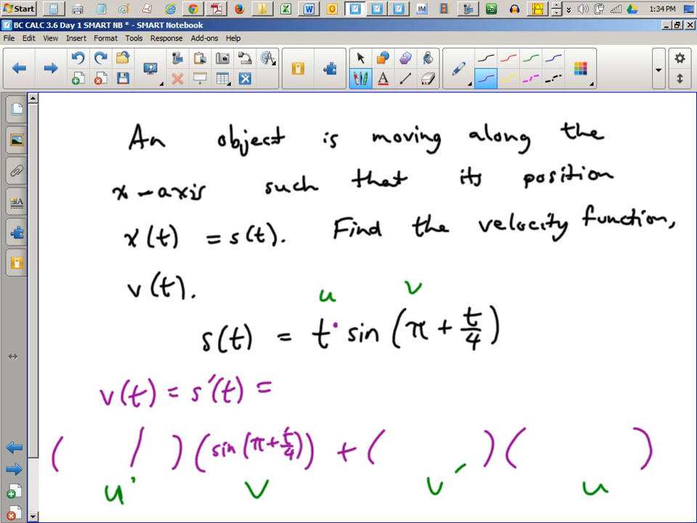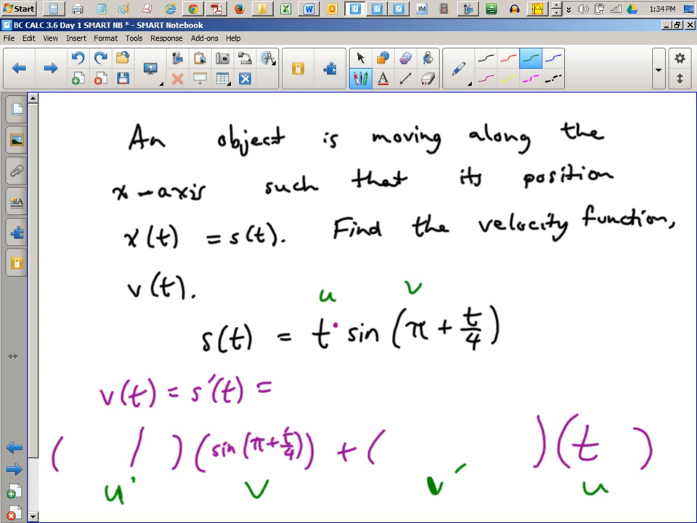Plus v prime, no fun. Let's come back to that. T is the u, so we can put that here. And I'm going to need a little more space for that v prime. That's going to be the ugly part of the problem. So I'm going to give myself a little more space. U is so simple.